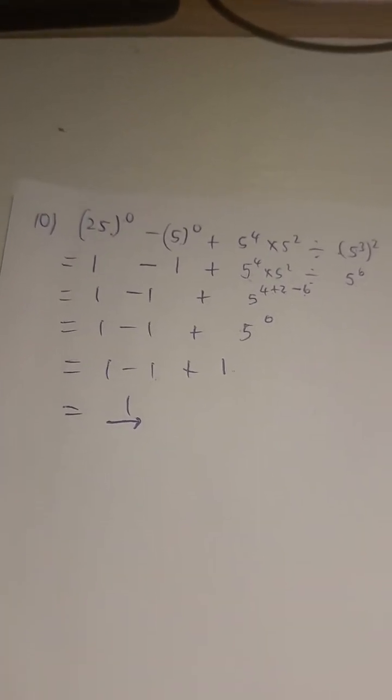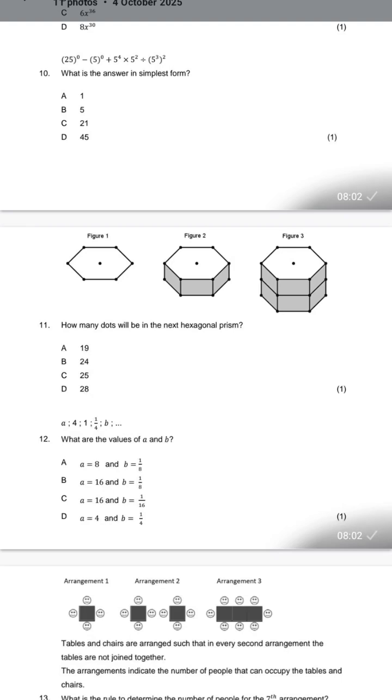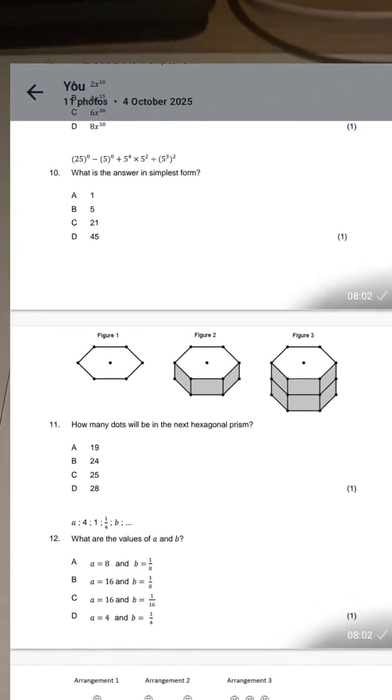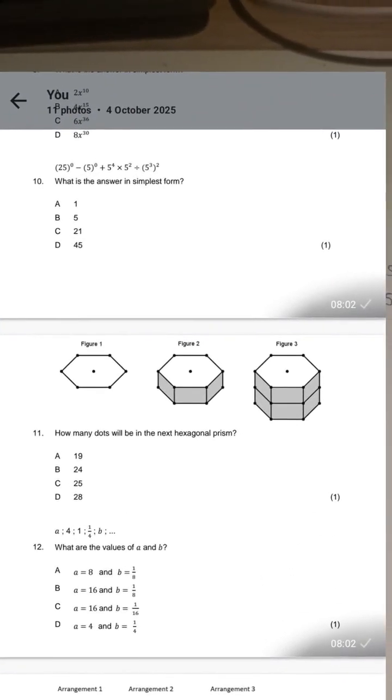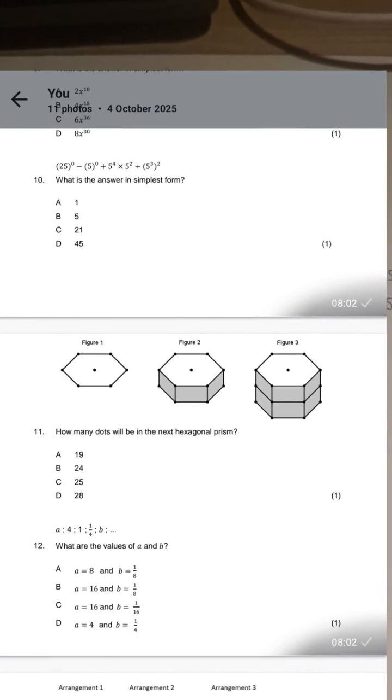So if we go back, the question was, what, question 10 there at the top, guys, what is the answer in simplest form?